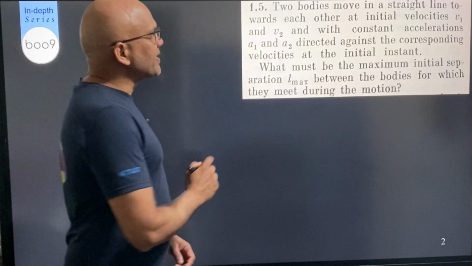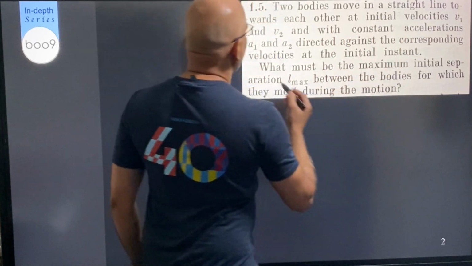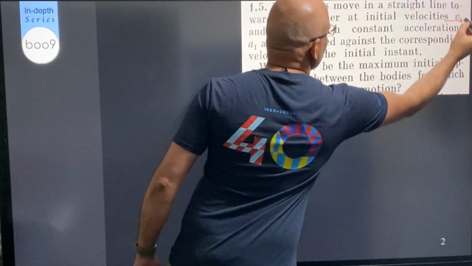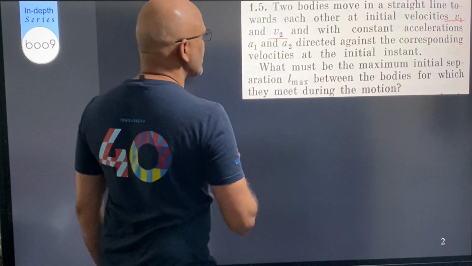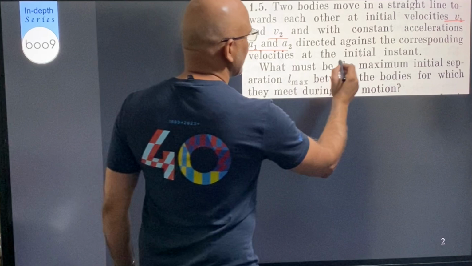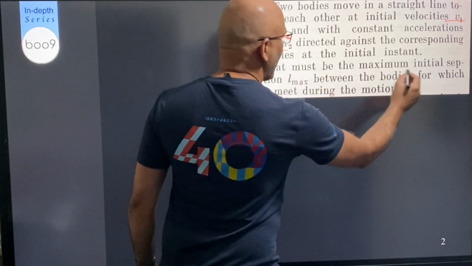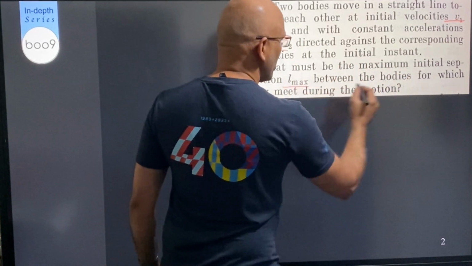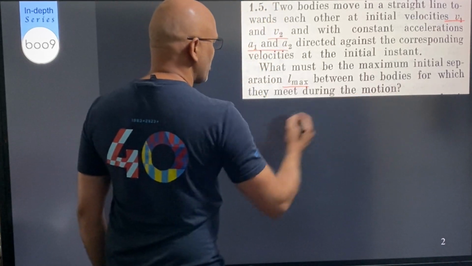Alright, this is the problem statement. Two bodies move in a straight line towards each other at initial velocities v1 and v2 and with constant accelerations a1 and a2 directed against the corresponding velocities at the initial instant. What must be the maximum initial separation L max between the bodies for which they meet during the motion?